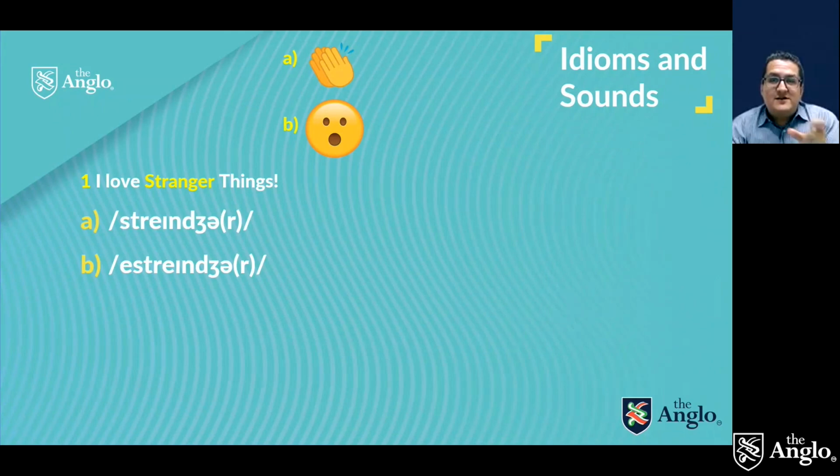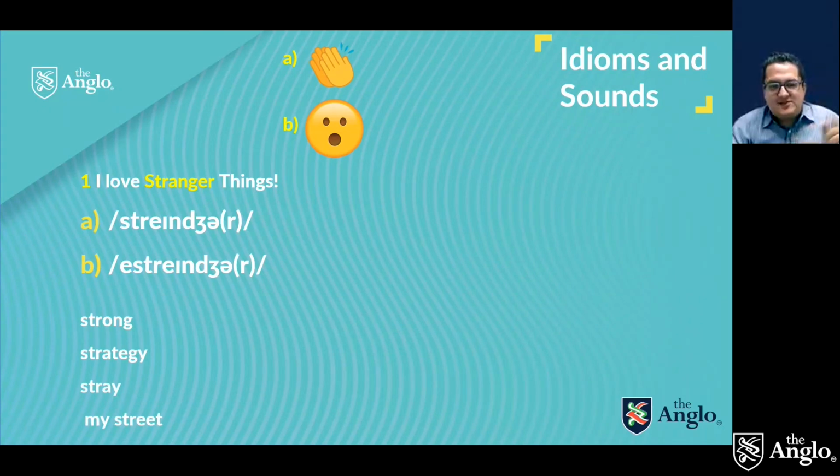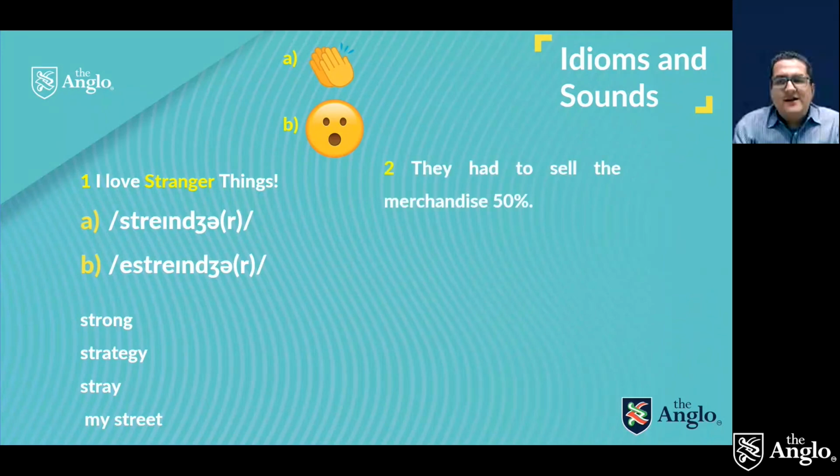Remember that these, we call them clusters, especially at the beginning of the word. ST, we are not familiar with those in Spanish because we don't have them. So we immediately feel the need to use a vowel sound there, like a. Instead of saying strong, students tend to say a strong, but do not do that. Strategy, stray, straight, do not say a street or a stray or a strategy, that would be wrong. Go for strong, strategy, stray, street, okay?